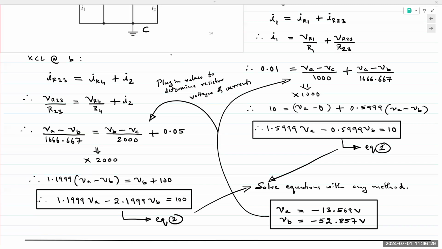Okay. So 3 students could choose 3 different reference nodes, would have 3 different answers for node voltages, but the resistor voltages and the resistor currents that they determine would be exactly the same. So again, going back to the important point, it doesn't matter what you choose as your reference node, your answers will always turn out the same. Any questions about anything?